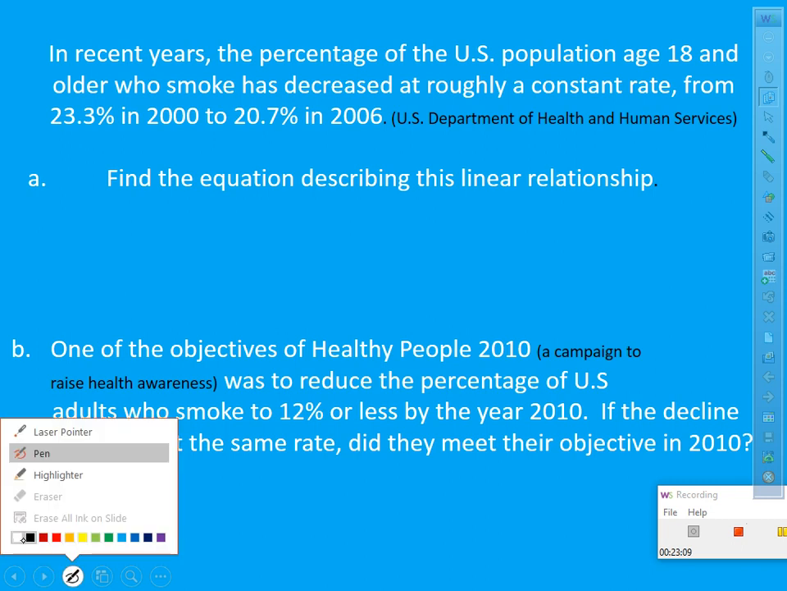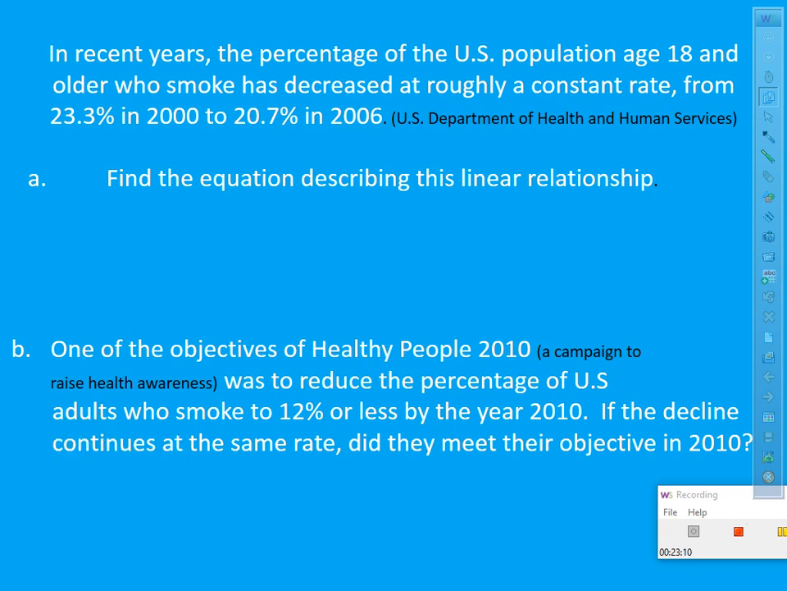And here's my last one. In recent years, the percentage of U.S. population age 18 and older who smoke has decreased. That's a good thing. At roughly a constant rate, from 23.3 in 2000 to 20.7 in 2006. Find an equation describing this relationship.